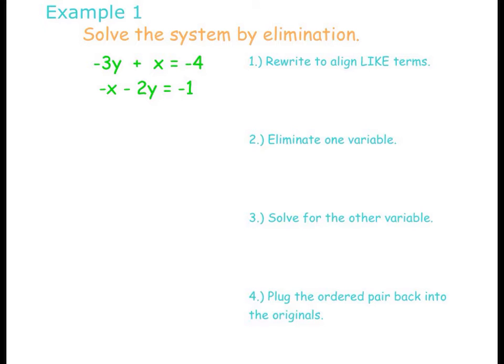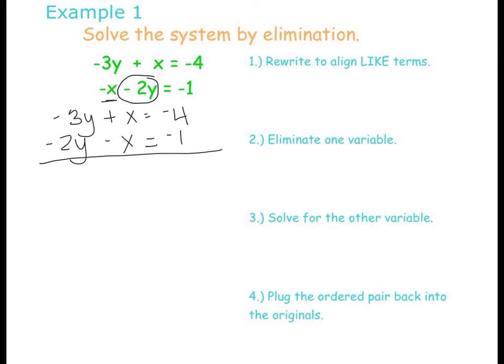So, for example, I'm going to take the first equation and leave that as negative 3y plus x equals negative 4. But then this second equation, I'm going to rewrite it. I'm going to put the negative 2y under the negative 3y. I'm going to put this negative x underneath the x in the top equation. I'm going to line up my equal signs, and then I'll put the negative 1 here. Once I have aligned both of my like terms, so the y's are in line with y's and x's are in line with x's, I'm going to look at the equation and I want to eliminate one of the variables.